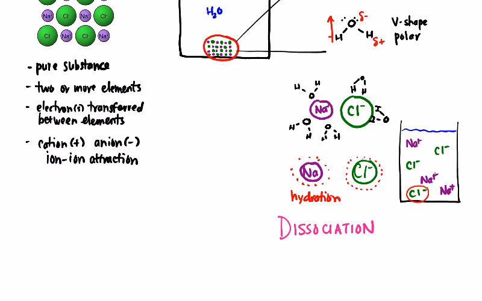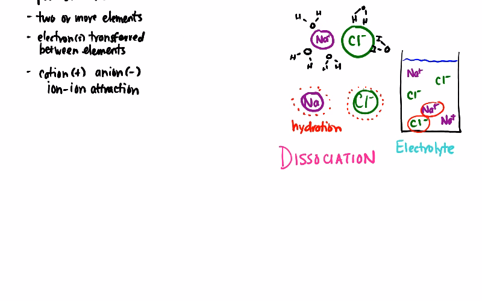And because there are free-floating positive and negative ions in this solution, we say that ionic compounds make really good electrolytes. An electrolyte is just a solution that can conduct electricity. Now, sodium chloride is an easy example because in this ionic compound, for every one sodium ion, there's one chloride ion that's attracted to it in all directions.